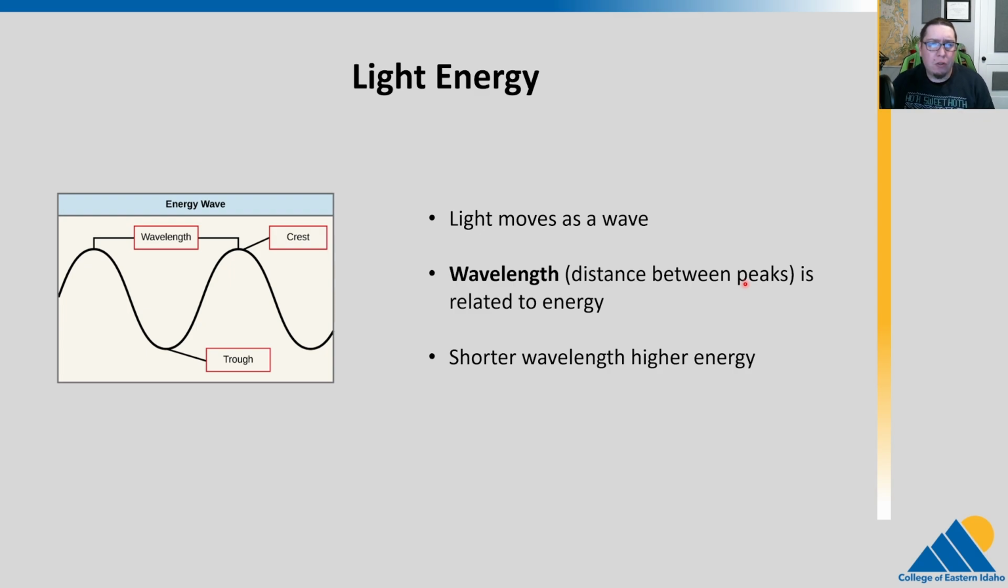So light energy. Light moves as a wave. And this wave has what we call a wavelength. That's the difference from one peak to another. The shorter this wavelength, the higher energy contained within that light. So this is the difference in wavelengths, what gives us different colors and different types of electromagnetic radiation. So we have everything from radio waves all the way down to things like visible light, ultraviolet, things like that.